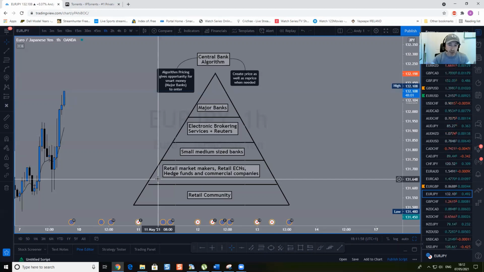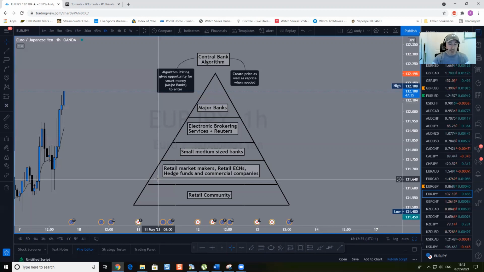So I just wanted to show you this pyramid of trading, because I believe that this is really how and what's going on in the fundamentals of the market and how things are moving. I mean, the central bank algorithm is made up of interest rates, yields, bonds, all this other good stuff, right? You don't need to know too much about that, apart from the major banks are playing off of it.